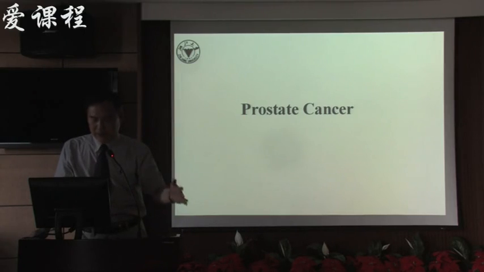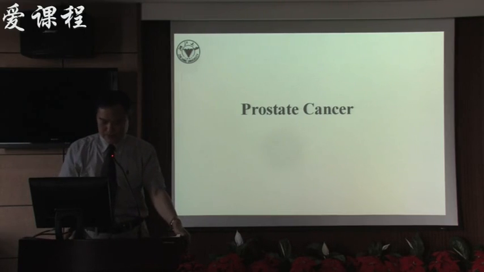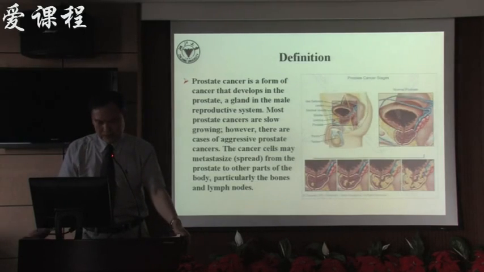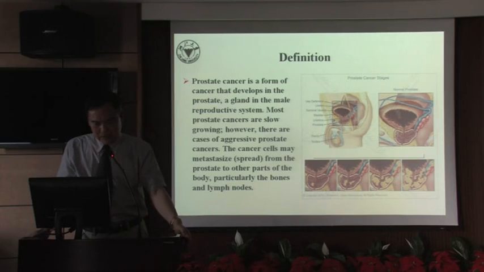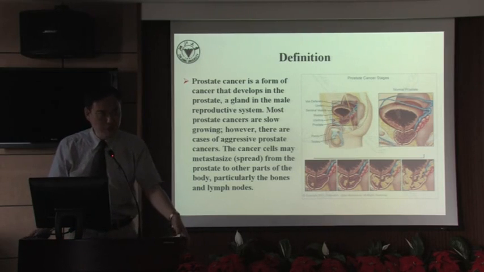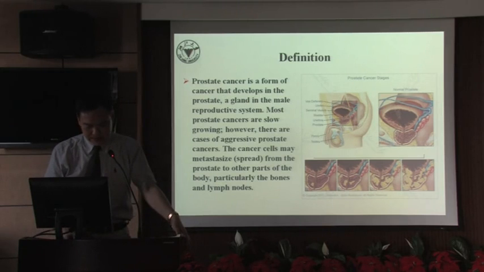And finally, we will discuss prostate cancer. Prostate cancer is a form of cancer that develops in the prostate, a gland in the male reproductive system. Most prostate cancers are slow growing. However, there are cases of aggressive prostate cancers. The cancer cells may metastasize from the prostate to other parts of the body, particularly the bones and lymph nodes.